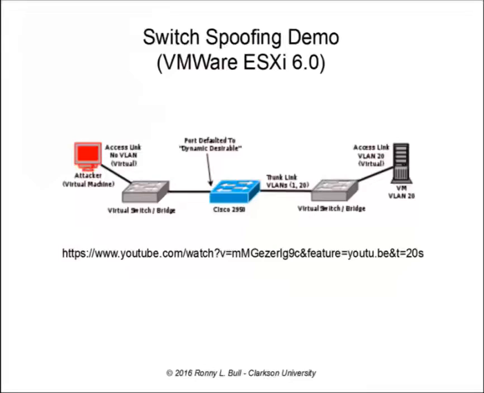We have that connected to a physical Cisco 2950 switch, and the port is set to DTP auto, just the default configuration. And then you see there's another system on the other end that's connected via trunk link with VLAN 20 and 1 support over that trunk link, going into another hypervisor environment there. So let's take a look at this demo here.